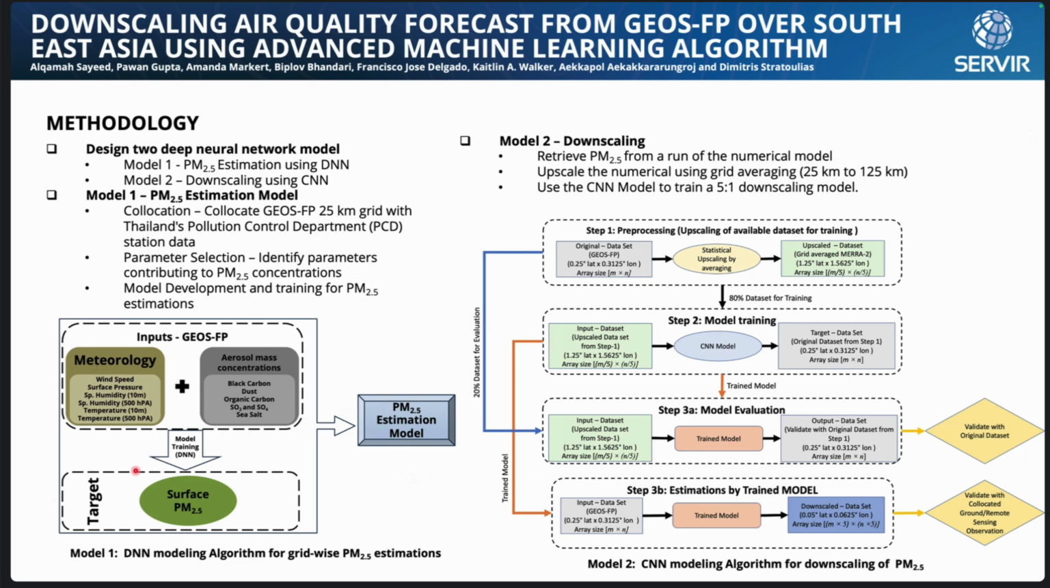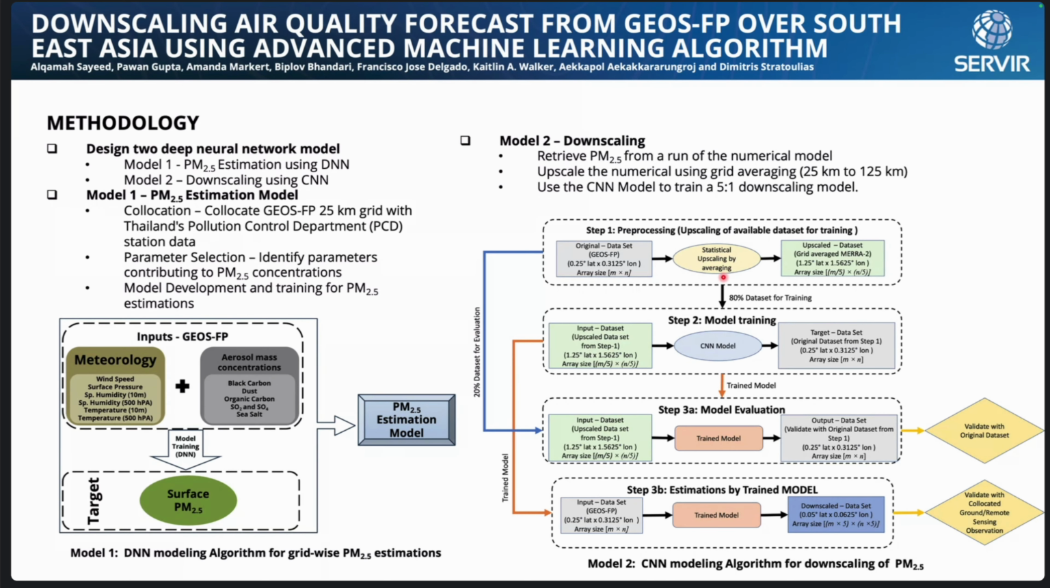But the major challenge in downscaling is the non-availability of pairs of coarse resolution input and high resolution output. So in order to overcome this issue, we designed a novel method where we upscale the existing model to 125 kilometer resolution grid, and then now we have a pair of coarse and fine resolution, as you can see in step one, the pre-processing step of the model development.